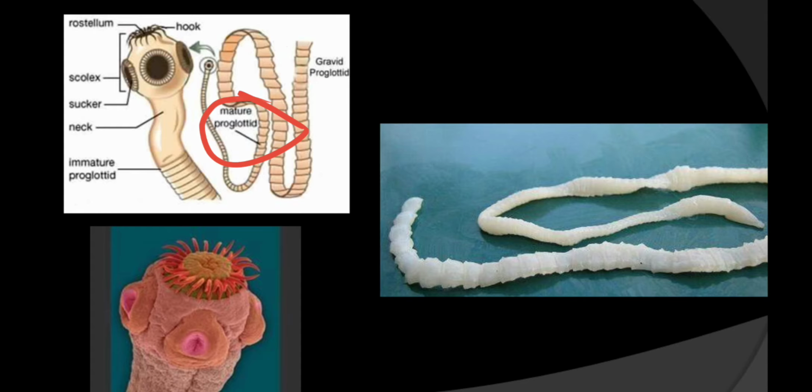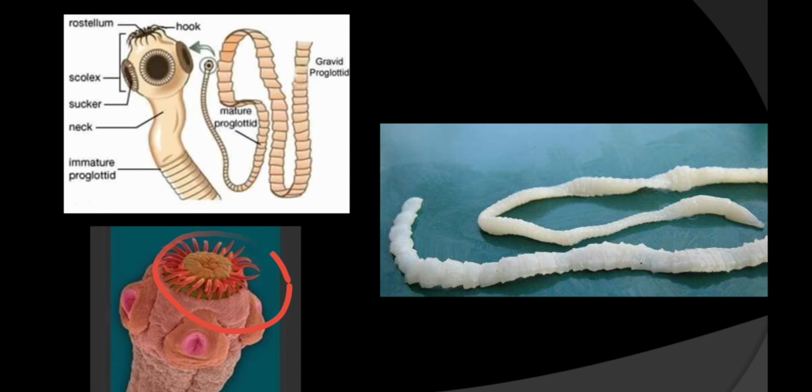And here in the center you will find mature proglottids. See the difference here: you will find quite longer cells, and in the mature proglottids the cells are square in shape. Okay, and in the gravid proglottids you will find a capsule. Now see how dangerous it is.